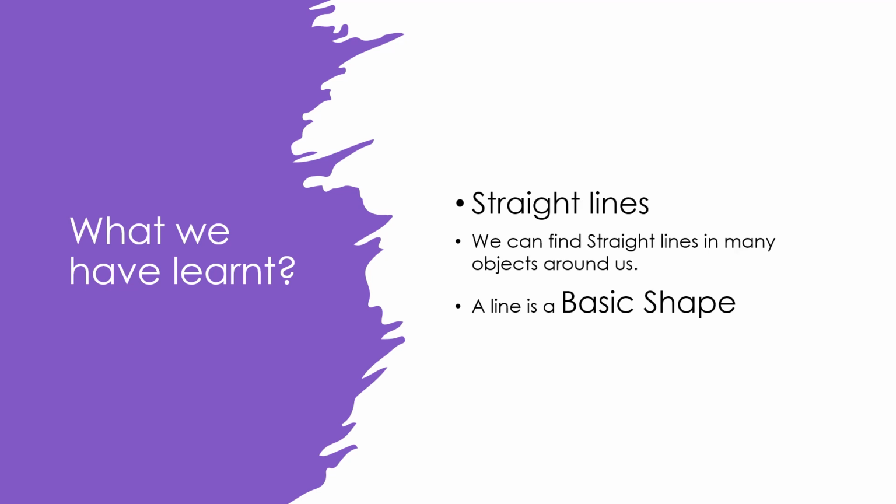In yesterday's lesson, we also learned about straight lines. We can find straight lines in many objects around us. All of you took photos and drew pictures of things which have got straight lines in them. A line is also a basic shape.